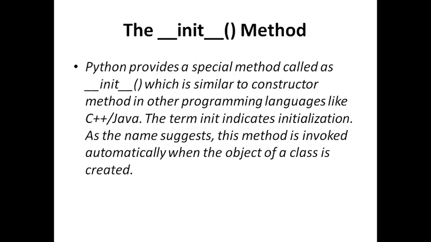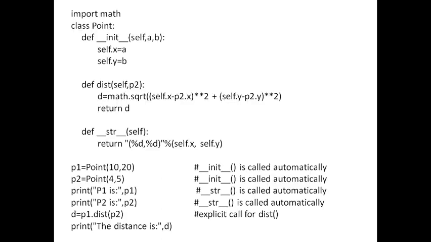Init indicates initialization. As the name suggests, this method is invoked automatically when the object of a class is created. So when we create an object, the init method is called automatically. Whatever parameters we pass when creating the object, those values will be assigned to the attributes of the object. One example is here, so we'll see this example.